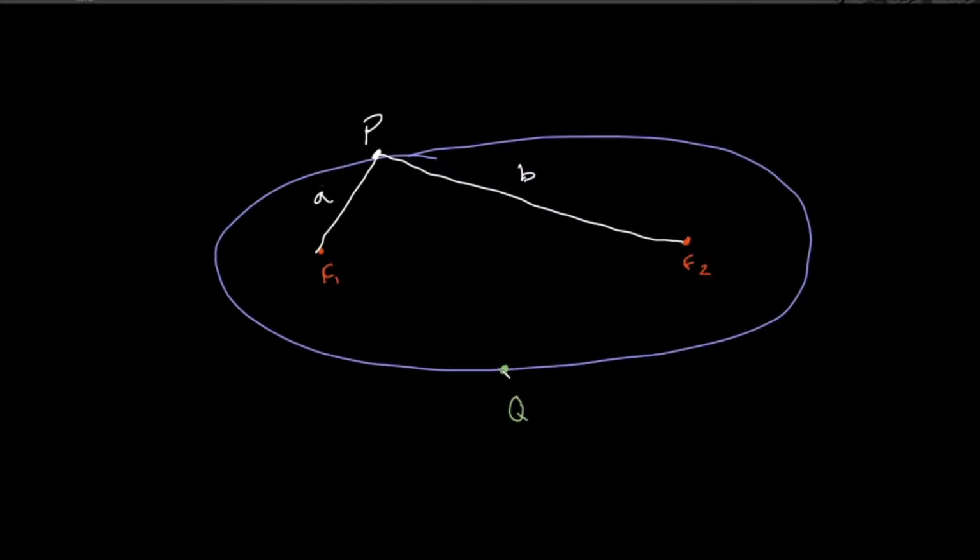So the distance from point Q to F1, let's call that C. And the distance from point Q to F2, let's call that D. So the key to the ellipse here is that A plus B is equal to C plus D. That is what an ellipse is.